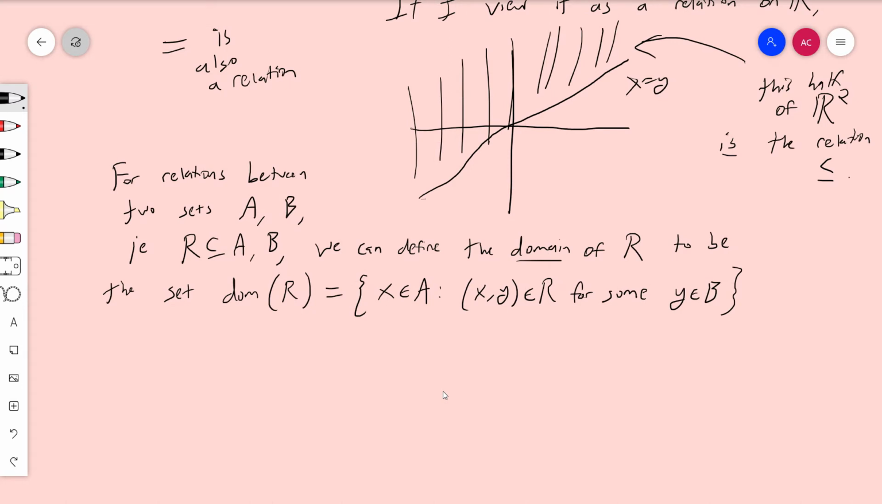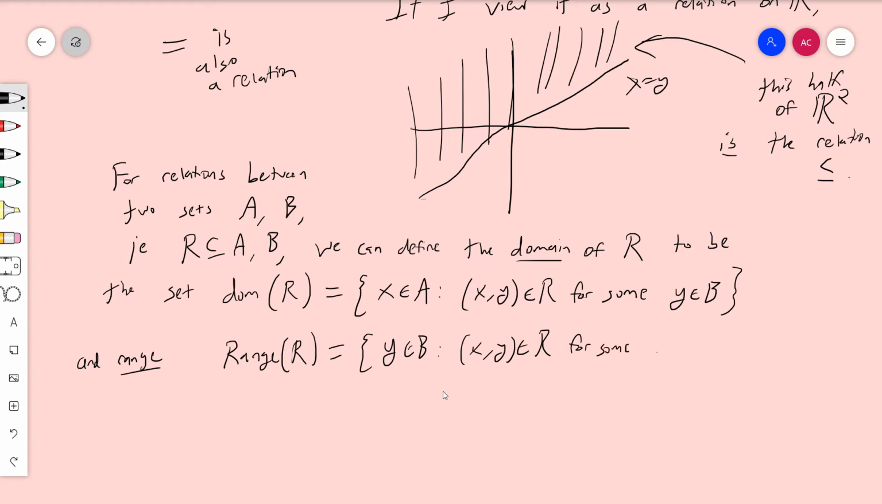And similarly, the range of R is exactly the same thing, but for B. It's the set of all y in B such that xy is in R for some x in A, excuse me. So you can see they're pretty much the same definition. So that's relations. Hopefully that makes sense.